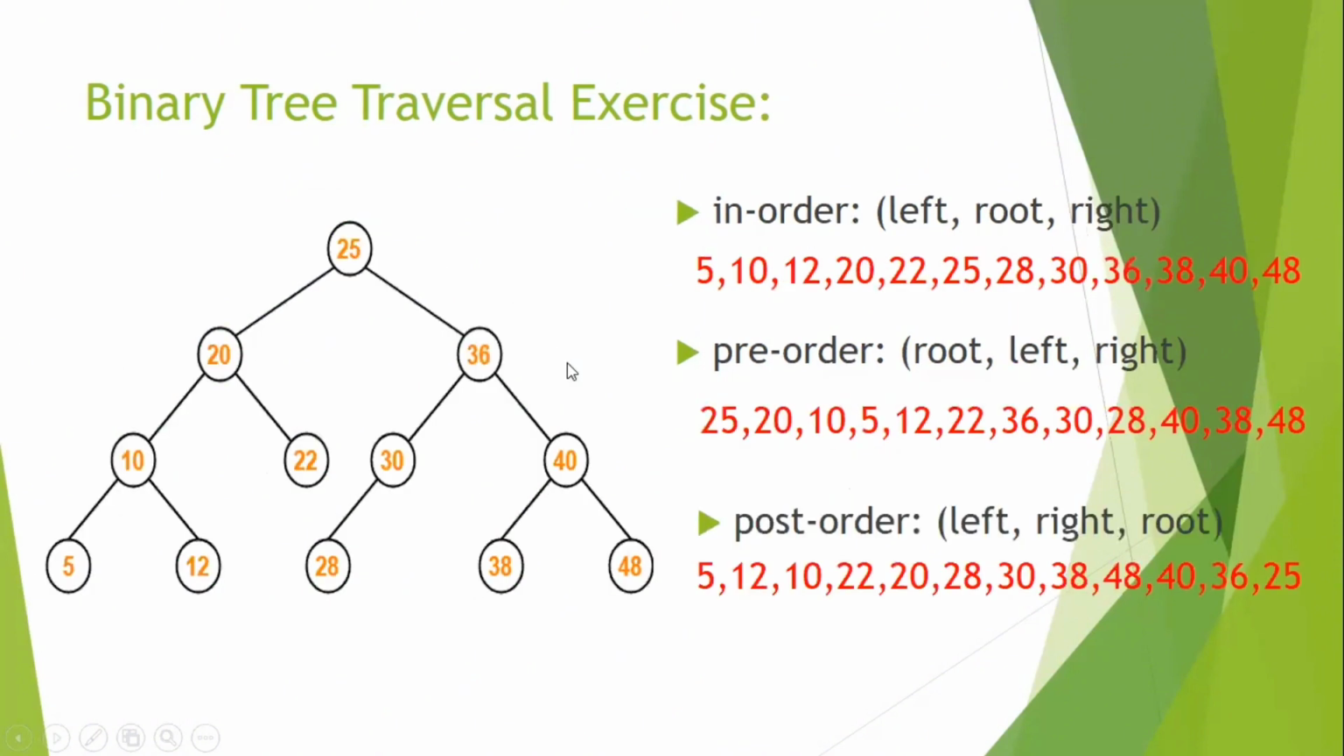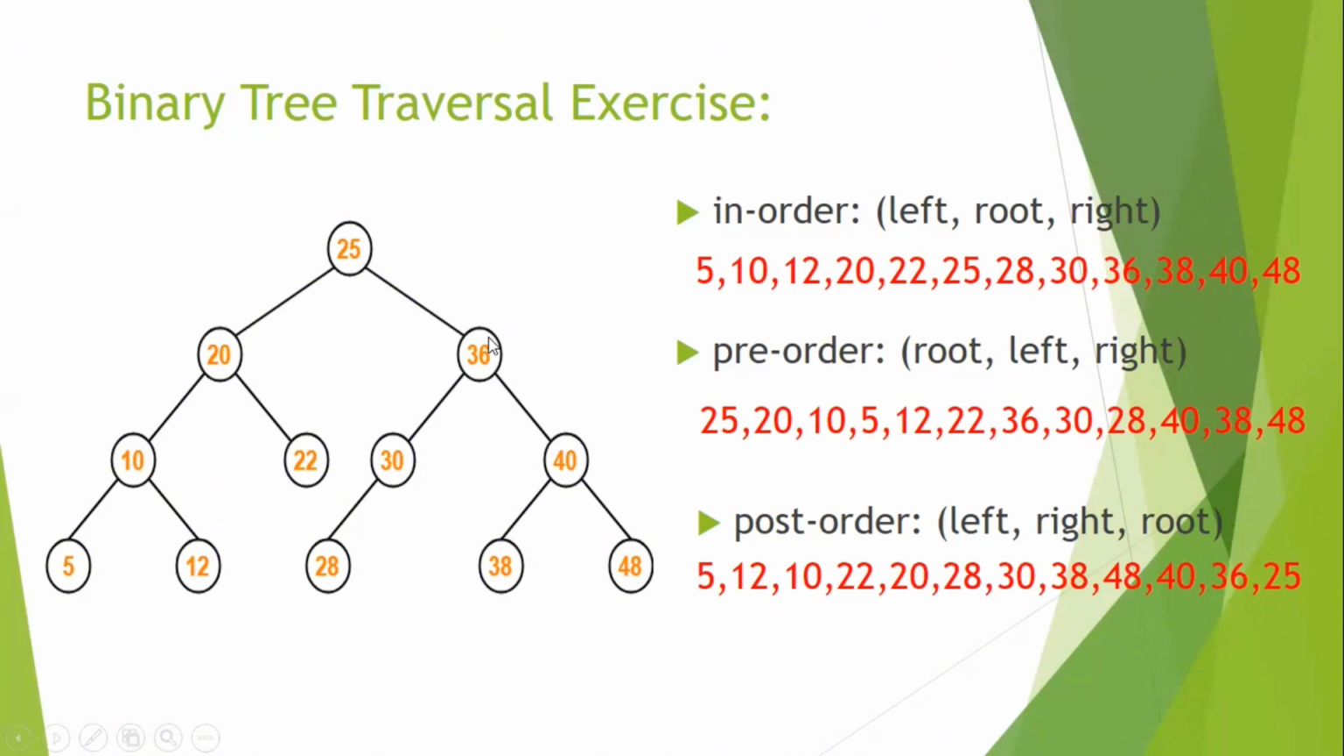Then another binary tree traversal exercise. So moves in-order. In-order here, from left, root, and right, then left is 5, 10, 12, then 20, 22, then 25, 28, 30, 36, then 38, 40, 48.